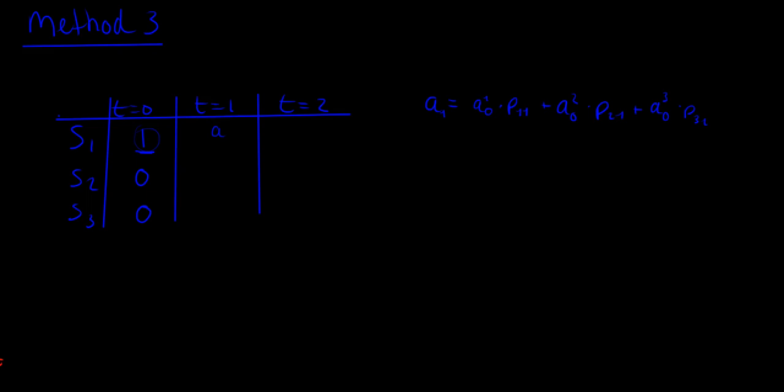In our general case, if we would write down the general formula, A at t plus 1 of a state S is the sum over all states I of A at t of I, multiplied with the probability of going from I to S.